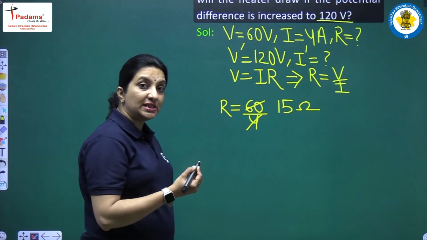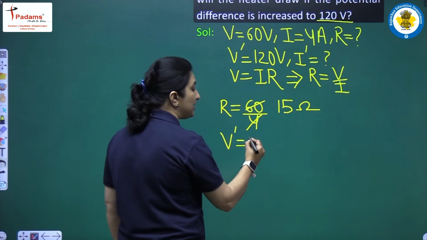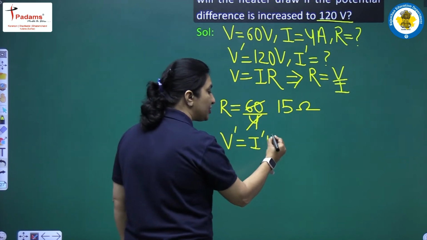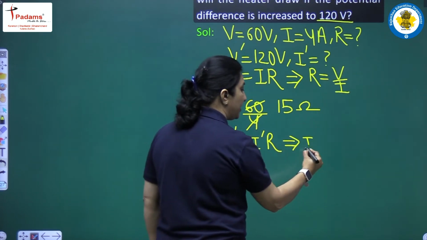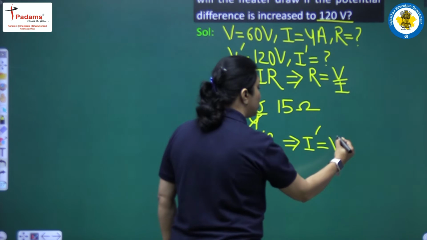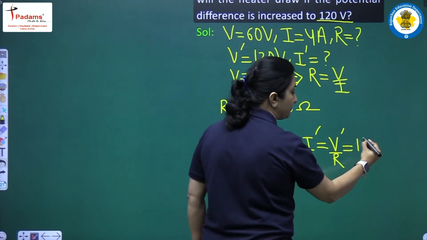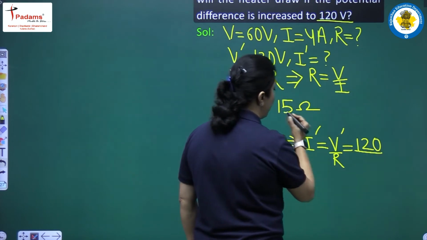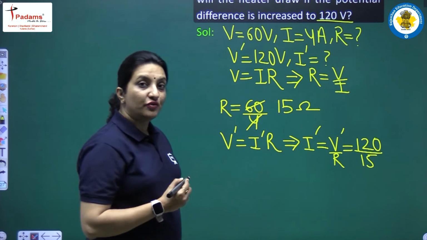So again students, we will have the same formula. Here we will have V dash is equal to I dash R, and we need to calculate this I dash. So this implies I dash will be equal to V dash upon R. Now since V dash is 120 and R we have calculated as 15, we need to solve this.